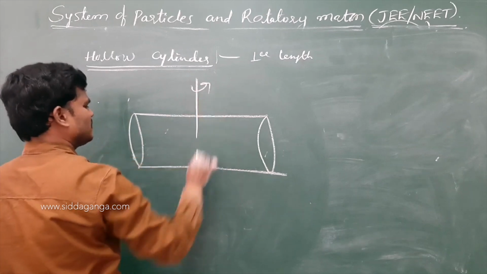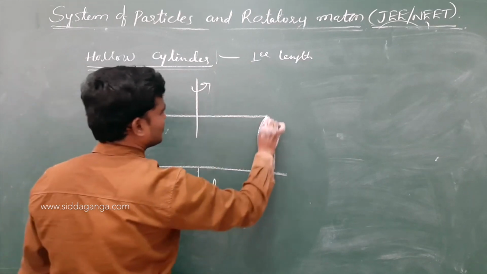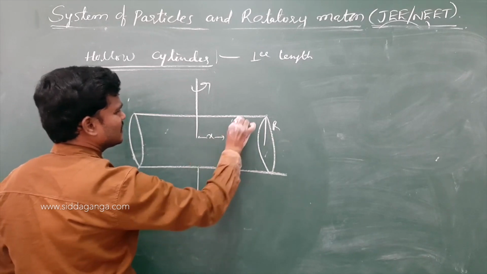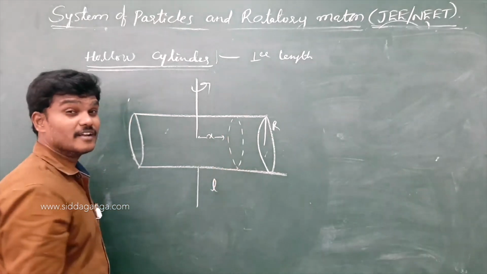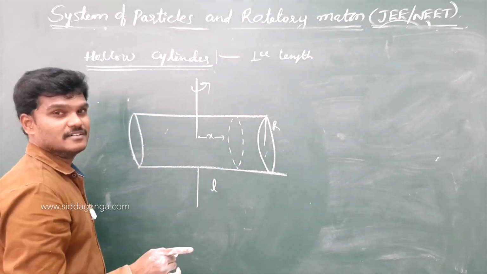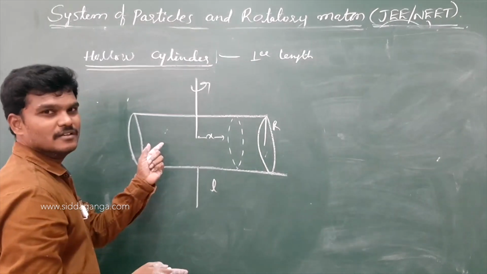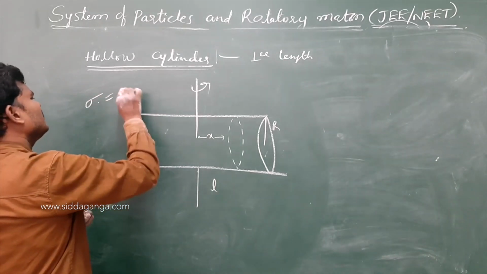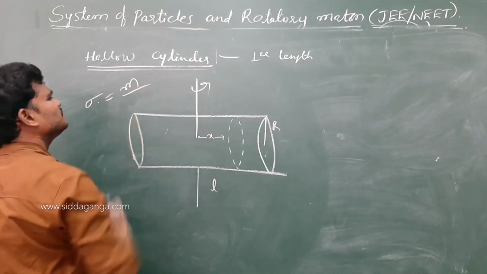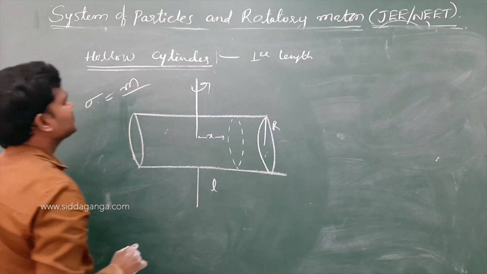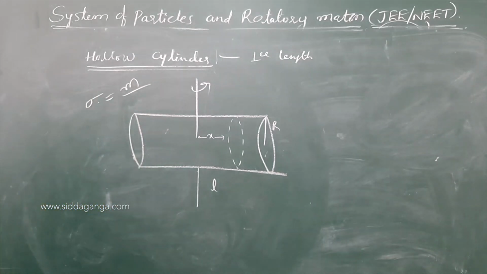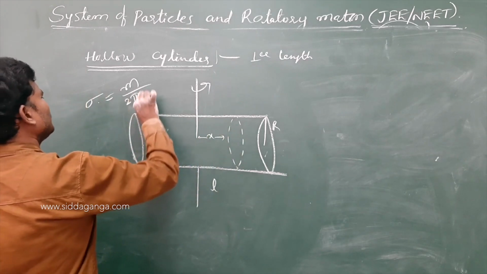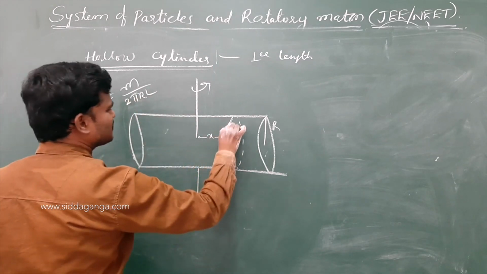You try this. Length is L, radius is r. Take a small part. The small part looks like a ring. Earlier the small part was like a disc because it was solid. Now inside is empty. It is area-based, so you will get some sigma. Tell me, sigma is equal to what? Mass over the area, and for a hollow cylinder the formula is 2 pi RL.